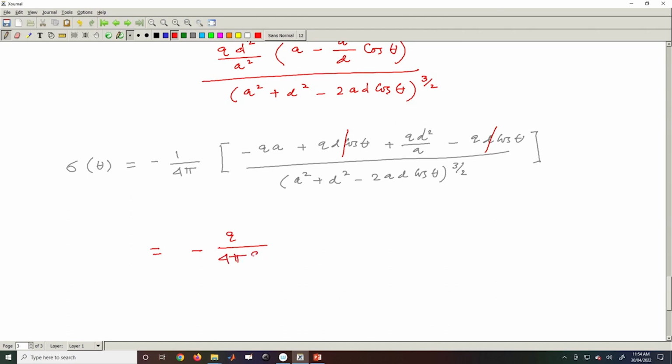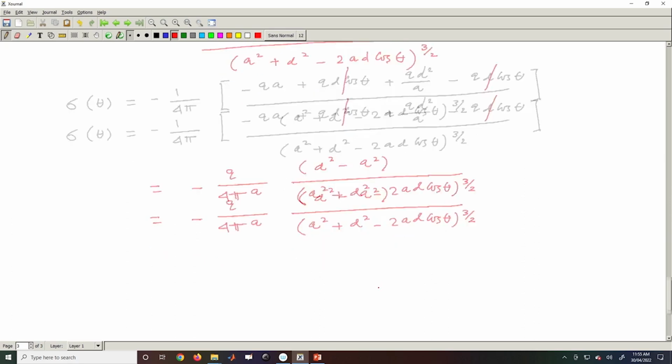4 pi a, and I have d square minus a square here divided by a square plus d square minus 2 a d cos theta to the power 3 by 2. That is the value of the sigma theta we are having.